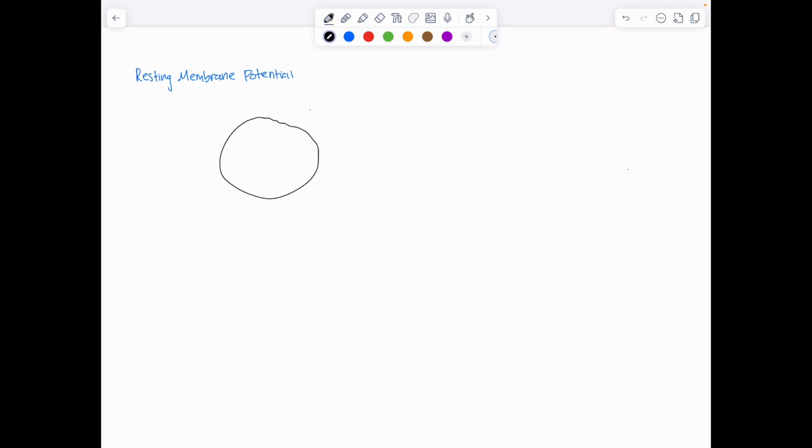All right, welcome to the second question of this essay. And so today we're going to talk a little bit about the resting membrane potential. And to do that, I'm going to start out by drawing a cell here. And then we're going to draw a couple different channels.